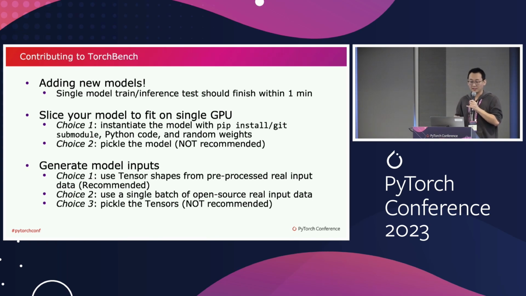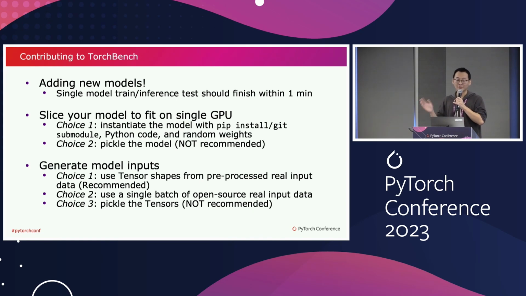Maybe your model is from a very large setting that runs on multiple GPUs and a cluster. Unfortunately, currently our CI infrastructure only accepts single GPU tests. So you may need to slice your model, maybe shrink it to a smaller number of parameters, and make sure that it fits on a single GPU.